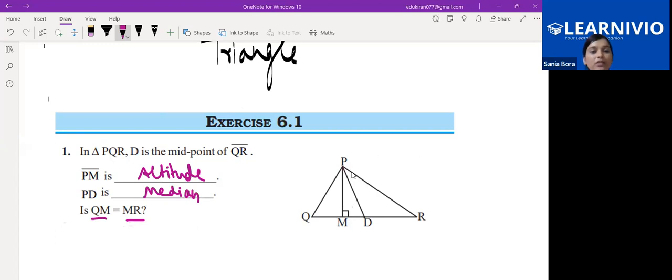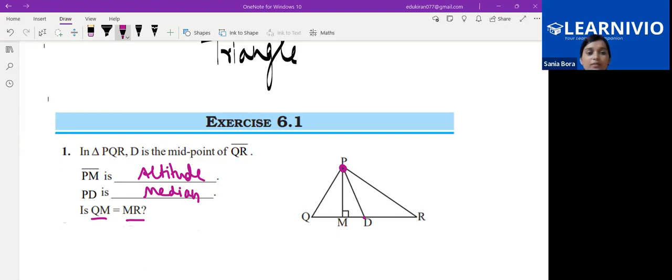Manisha, what happened? I told you, the lines which start from a vertex and meet an opposite line, either it will be your median or it will be altitude. If it is 90 degree, it will be altitude. If it is not 90 degree and joining the center, it will be median. Okay. So over here, QM and MR, they are equal.